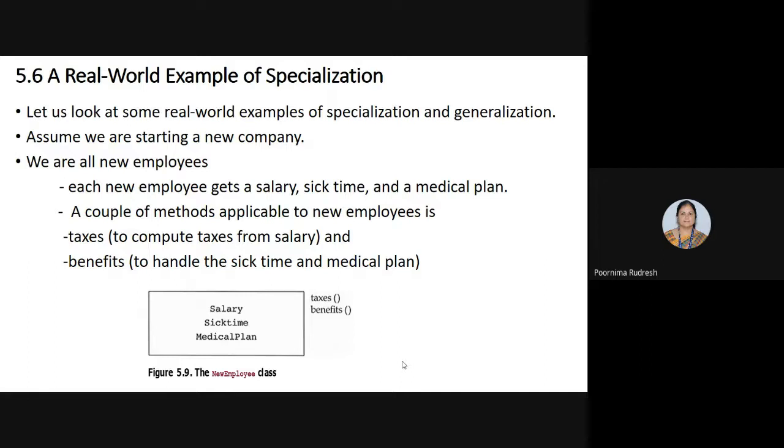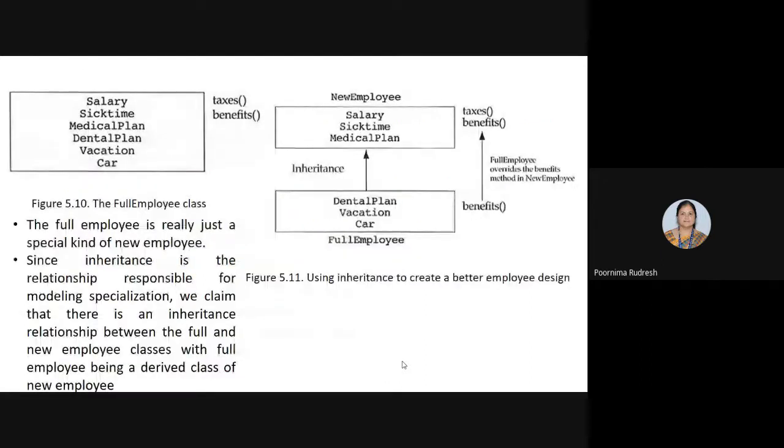Okay, clear? So after 6 months, since the company is running well, the employees who worked for 6 months are treated as full employees. Clear? Along with the original benefits of salary, sick time, and medical plan, they are going to get additional benefits like dental plan, vacation, and car. The full-time or permanent employees will get these additional benefits.